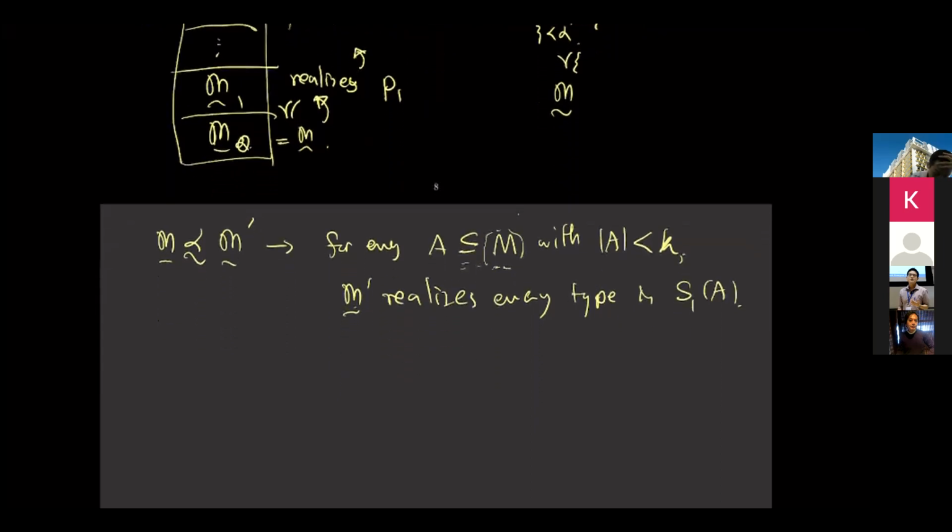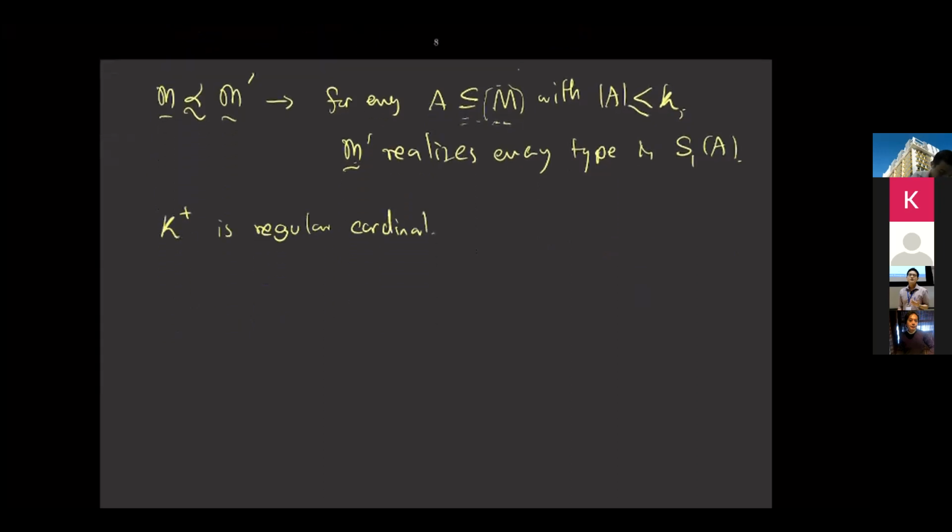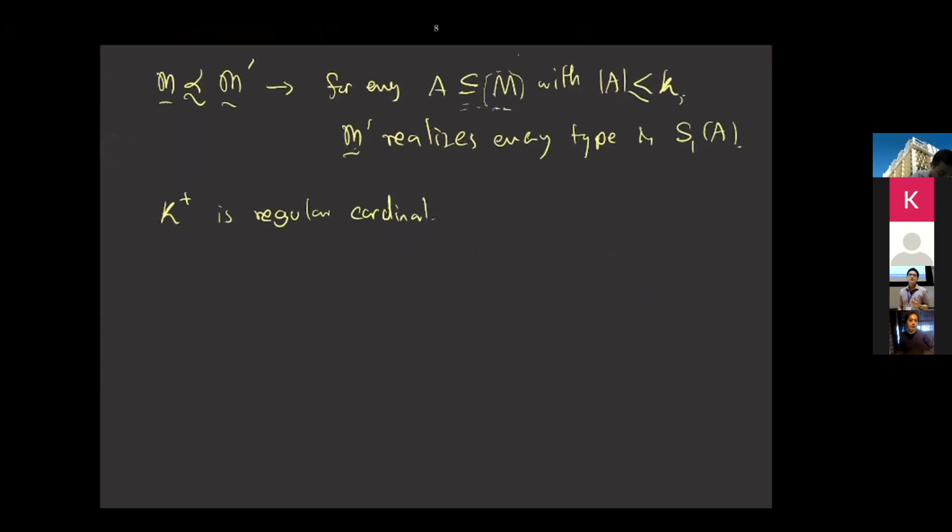In order to achieve that, we're going to make use of the fact that kappa plus is a regular cardinal. Okay, so what do we do next? So now that we know that we have M, right? We can go to M prime here.